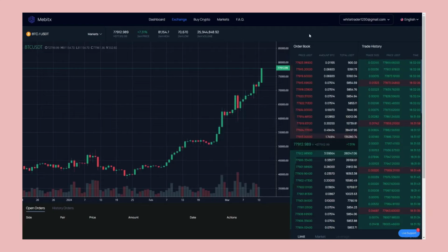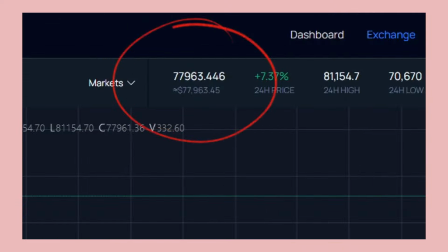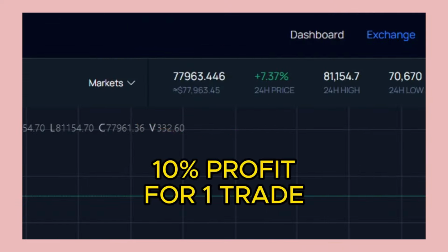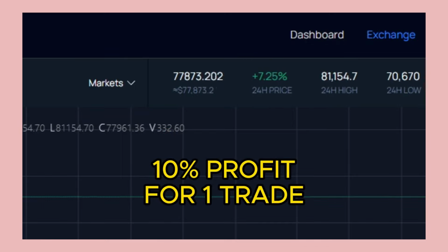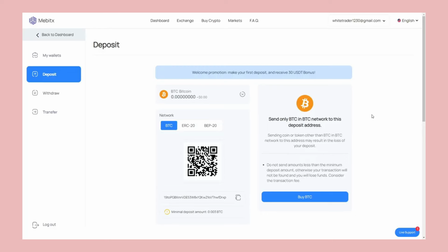At the moment, the price of Bitcoin on this exchange is $77,900. This is about 10% more expensive than on Binance. We can make a very good profit on this price difference. To do this, we have to transfer our Bitcoins from Binance or any other exchange or wallet to this exchange, and then sell our Bitcoins here and make good money on the price difference.